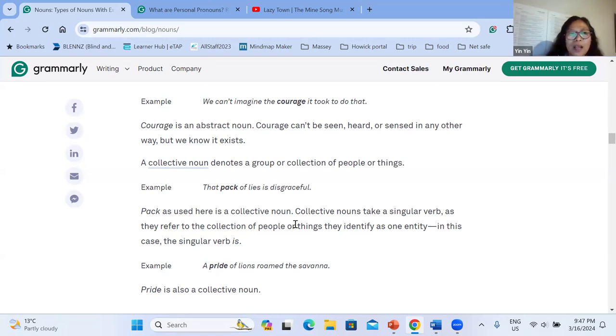A collective noun takes a single verb, as they refer to the collection of people or things, identified as one entity.